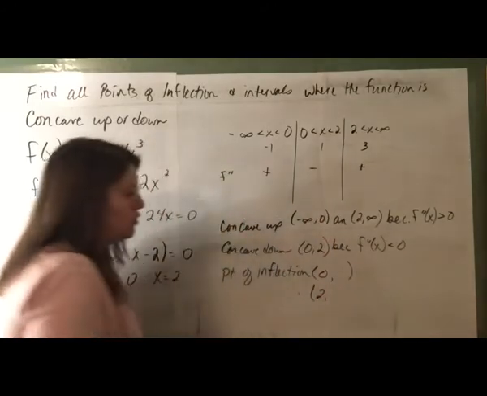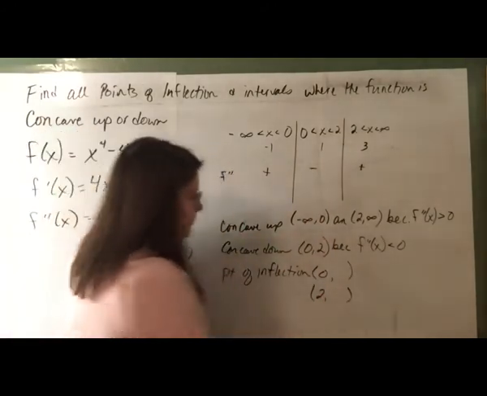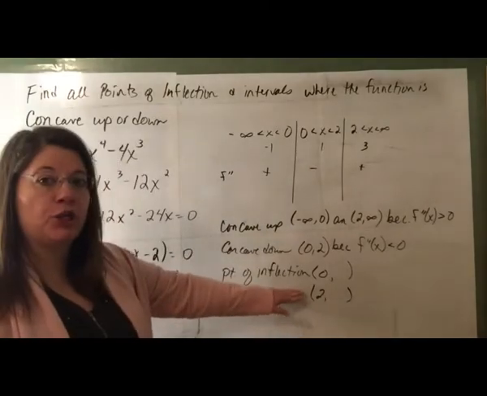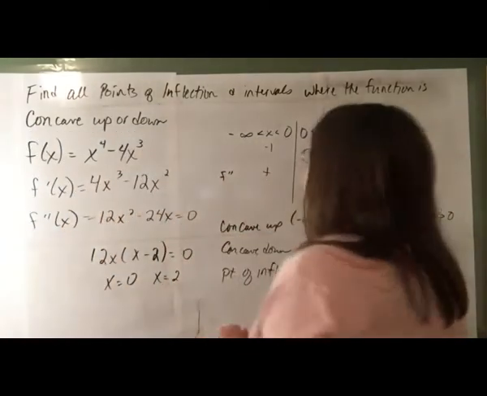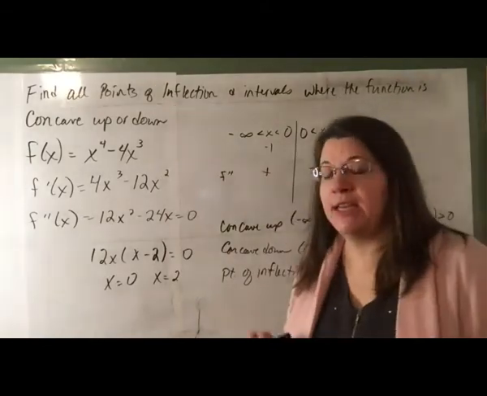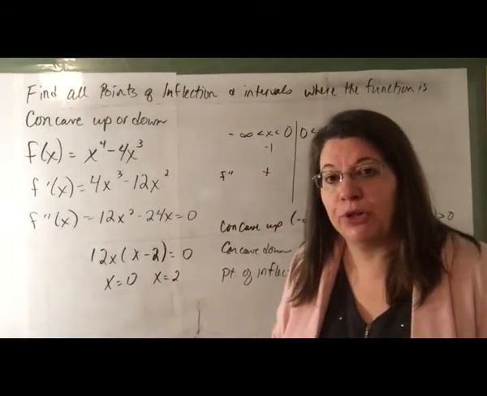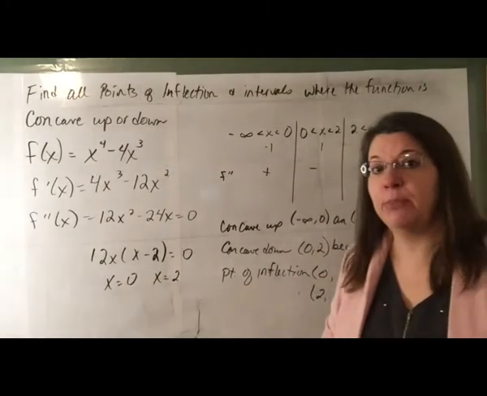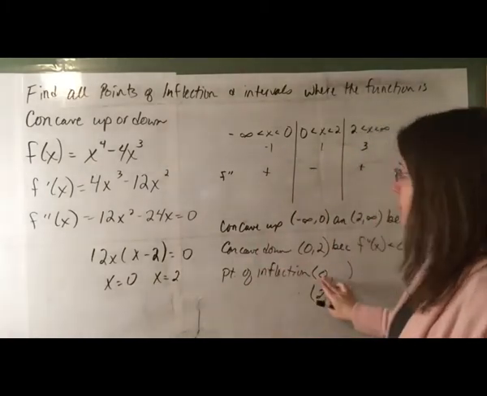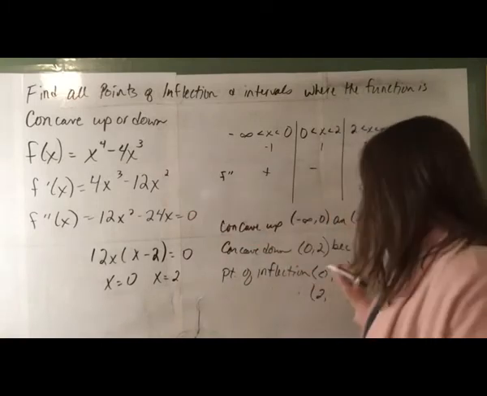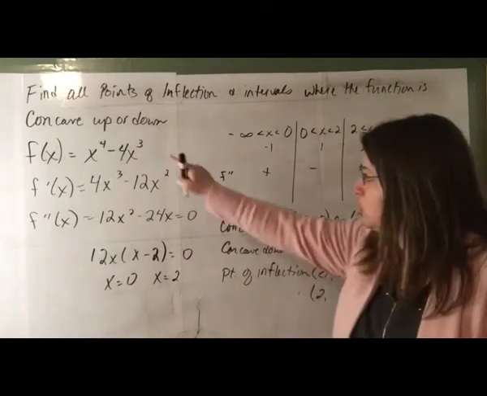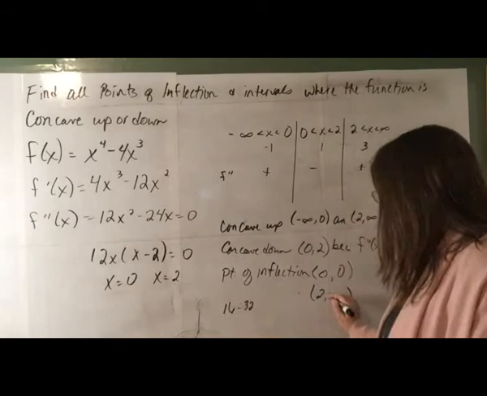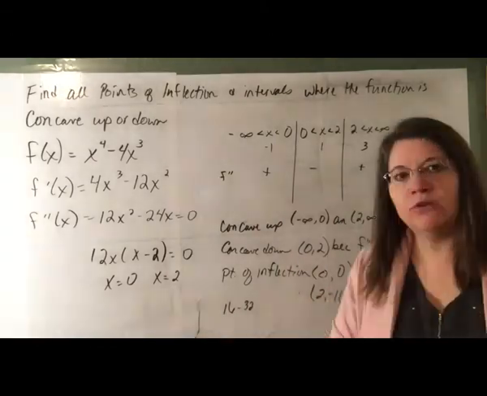To find those points of inflection, I do need to plug 0 and 2 back into the original function because they asked for the points of inflection. They did not ask for the x values of the points of inflection. So when they ask for points of inflection, we need to find the points, the x and the y value. If I plug 0 into the original function, I get 0. If I plug 2 into the original function, I end up with -16. You can use your calculator to find those values.